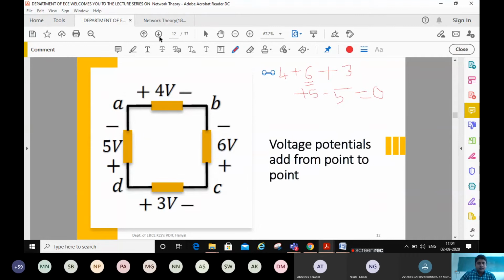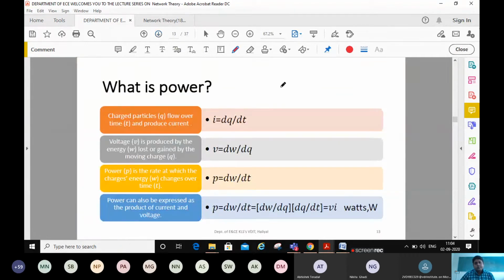Okay. So next, the main thing here that we need to discuss is about power. So how to use this power here now, the definition of power. So power can be related to charge as well as energy. So in general, the power is, in terms of the numerical values, the product of voltage and current. But how to prove it? So we can say power is the rate at which the charges or the energy changes over time, right?